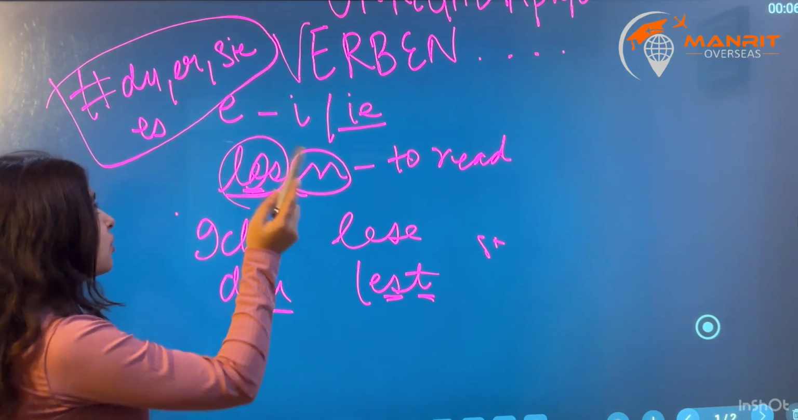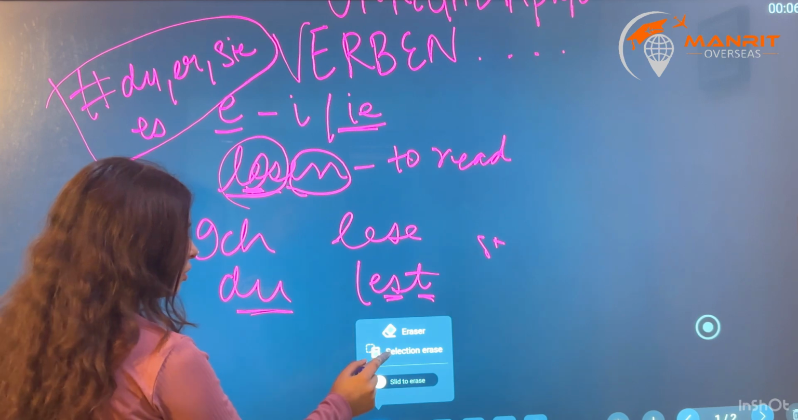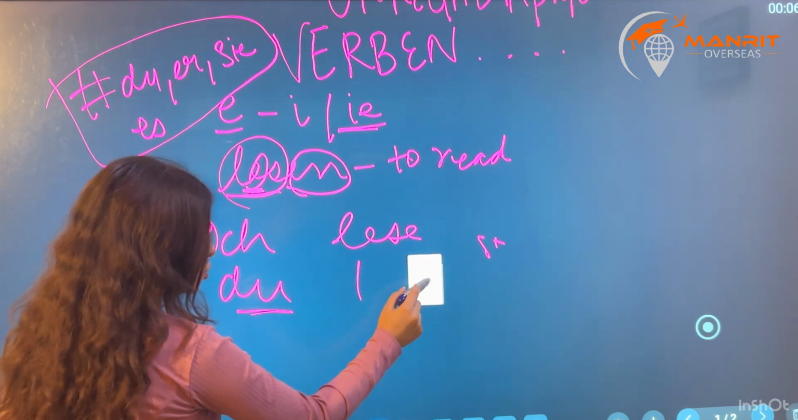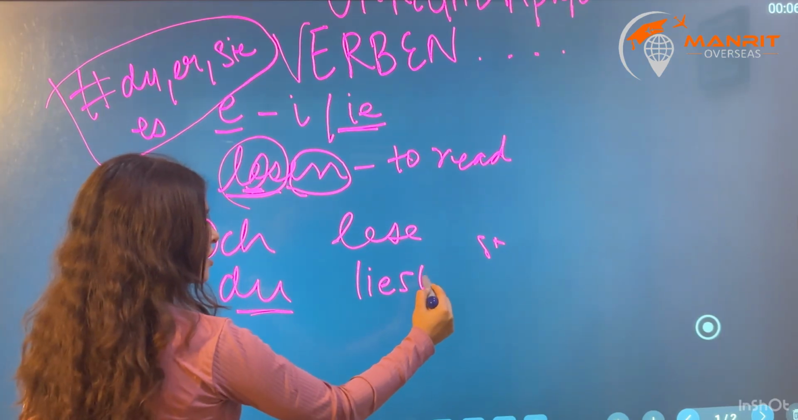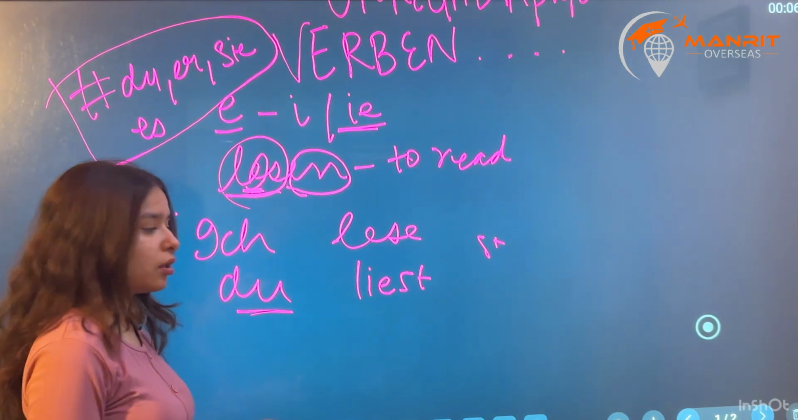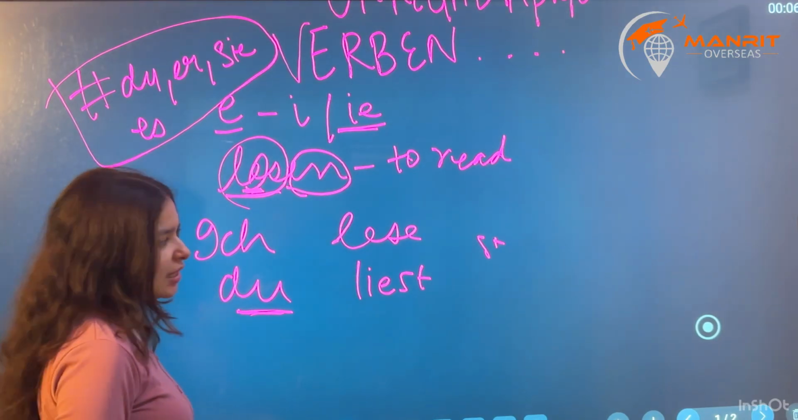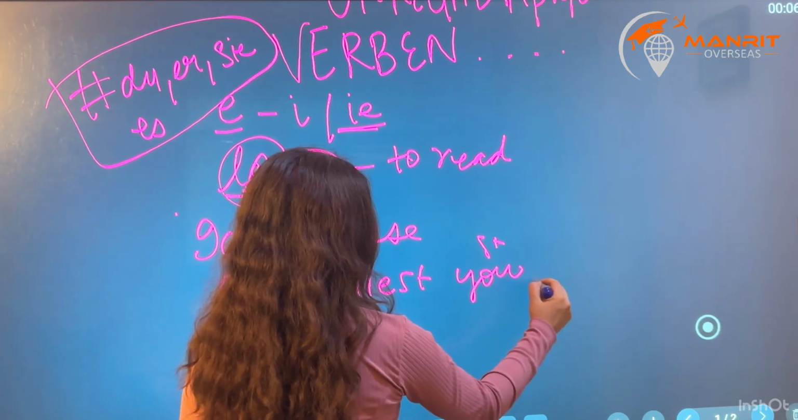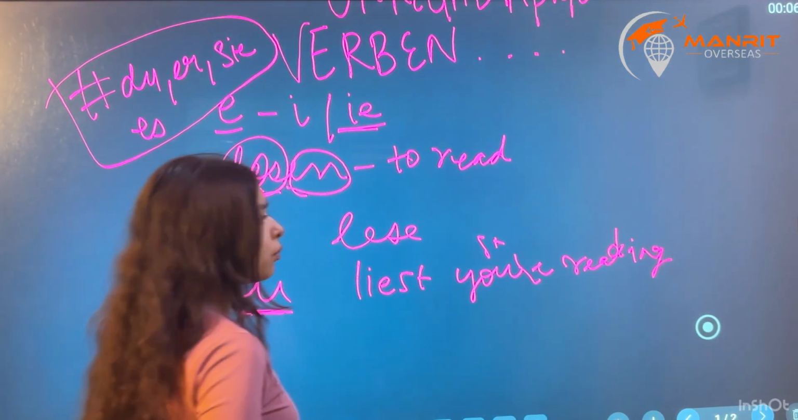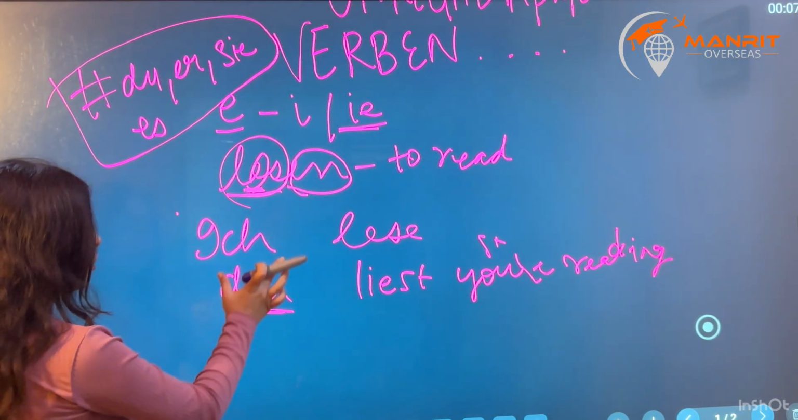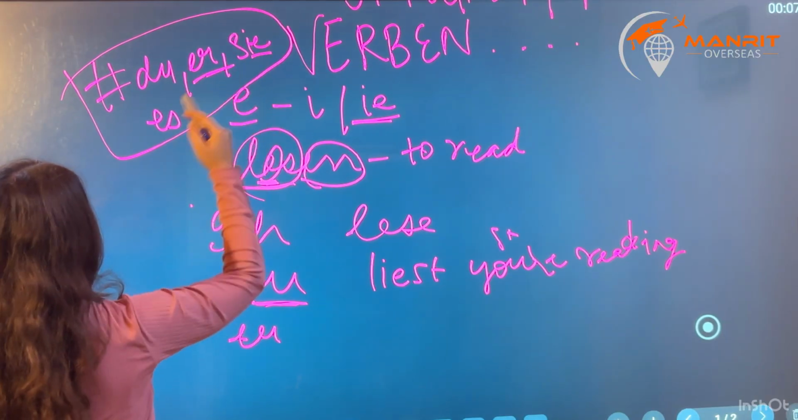Okay, now let's see the rule. I told you the rule is that e changes to ie. So I will change this e to ie. I will write ie and then the s from the verb and then the t ending. So it will be du liest. Du liest means you are reading.